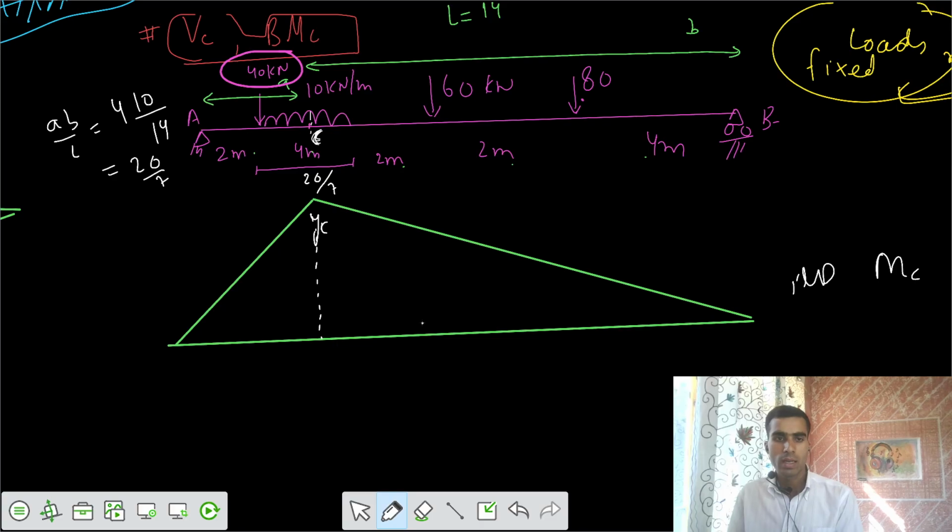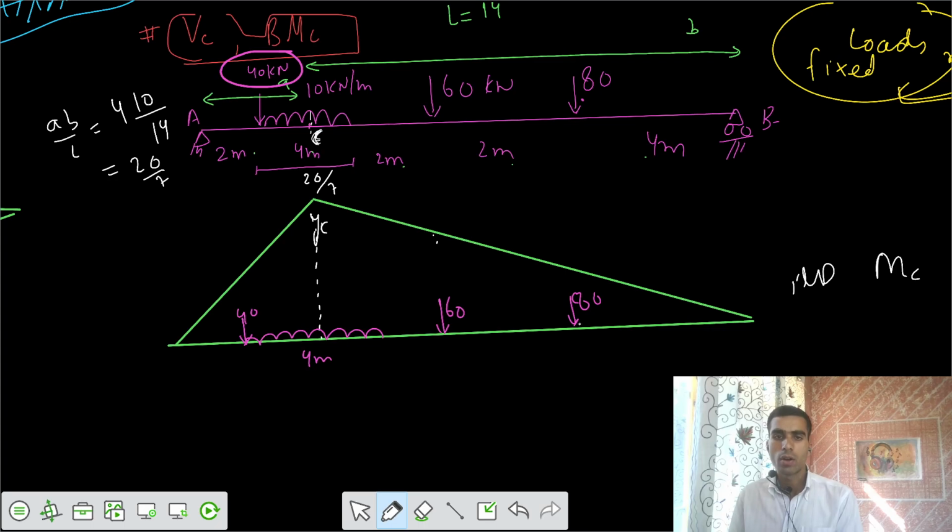Now we have these loads also acting. From this side, here we have a load of 40. After that, a UDL of 10 kilonewton for 4 meters. After that, we have 60 here. After that, we have 80 here. We need to get those ordinates also.